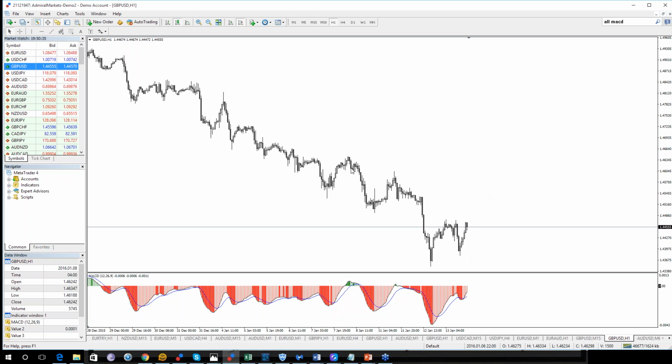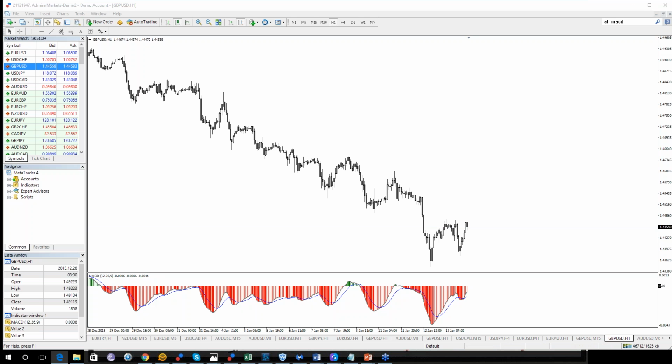So in a downtrend, you should watch for hidden divergence if you want the trend to continue. If you want to see a continuation, watch for hidden. If you want to see a retracement, then watch for regular. Okay?